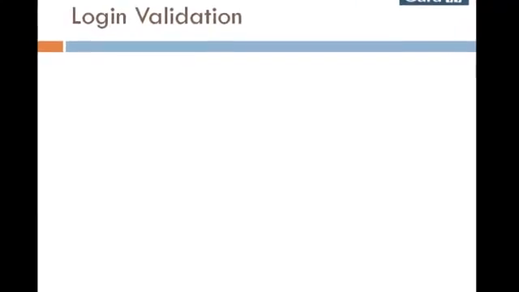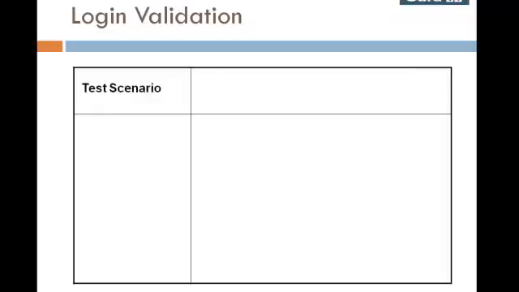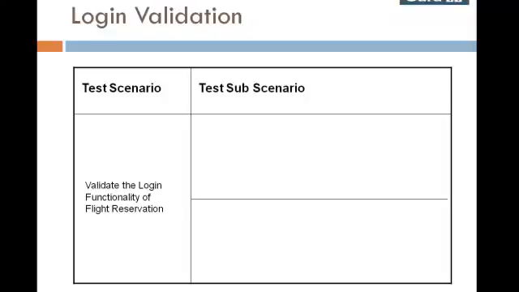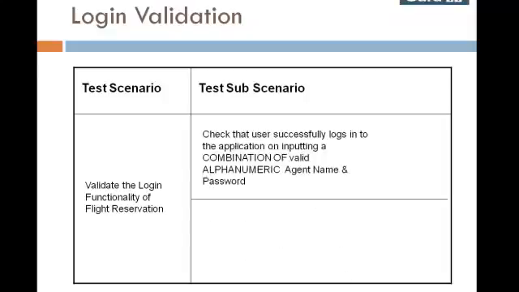From your testing background, you will certainly infer that a more accurate test scenario would be to validate the login functionality of flight reservation. We should have two sub-scenarios. Check that the user successfully logs in to the application on inputting a combination of valid alphanumeric agent name and password. Check that user logon fails on inputting invalid agent name and password. More so, a robust automation script should be able to accept and handle both valid and invalid login details.